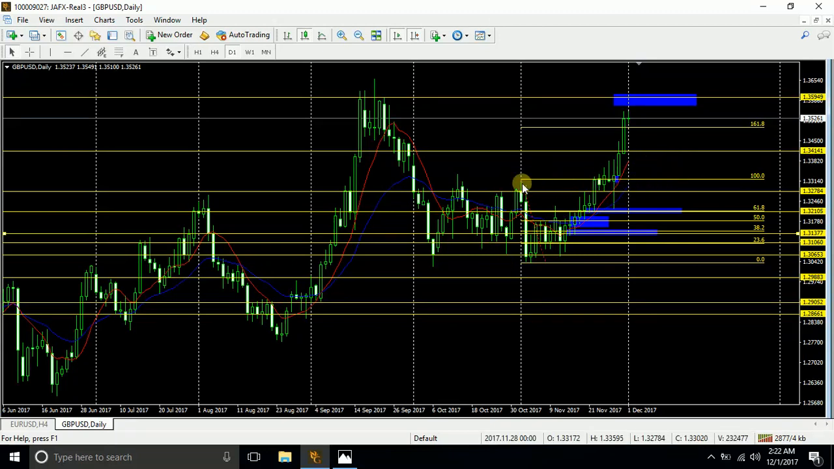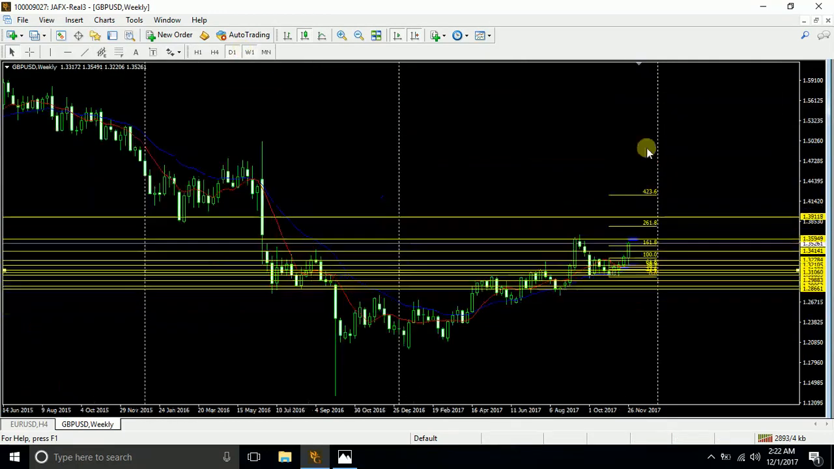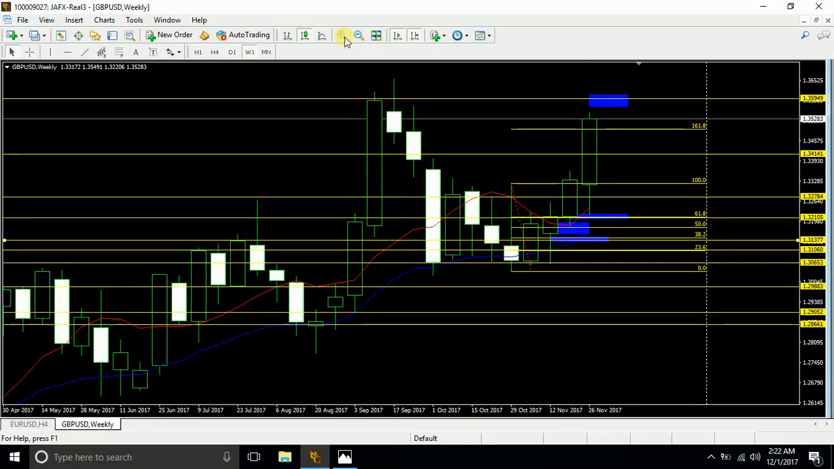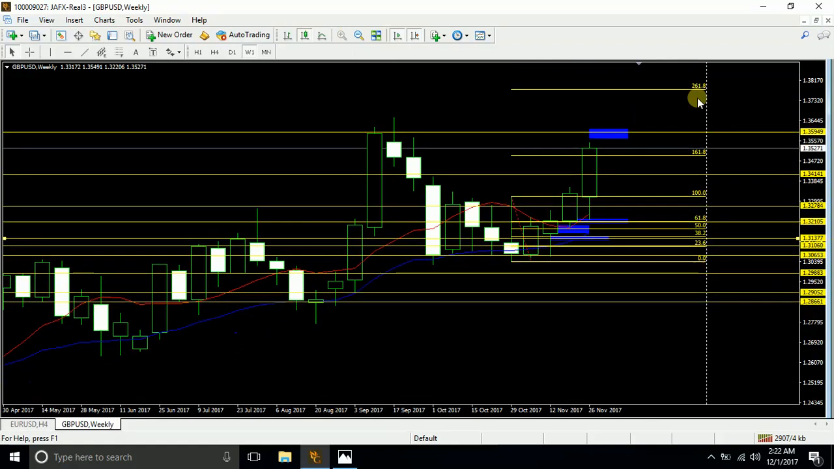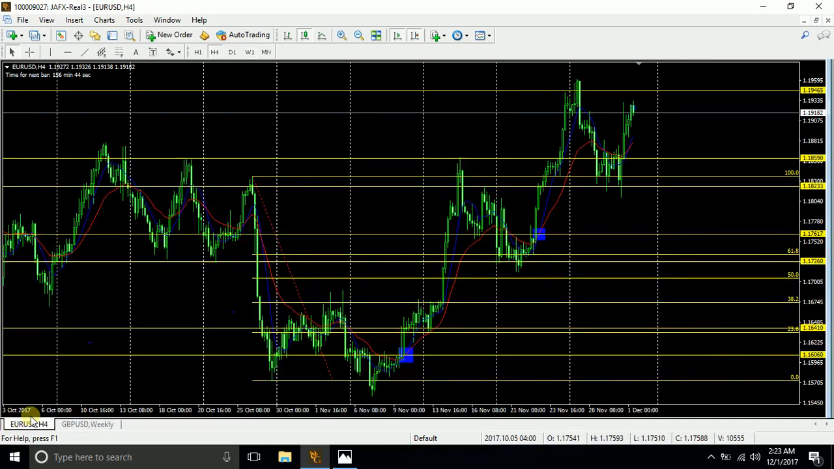Yeah, 100 is pretty much broken, 100% right here. It's broken that. So now we'll look for a pattern at the 161.8. It's broken that. The next area is the 261.8. But we have to remember we have this level of resistance here. Okay. Weekly.